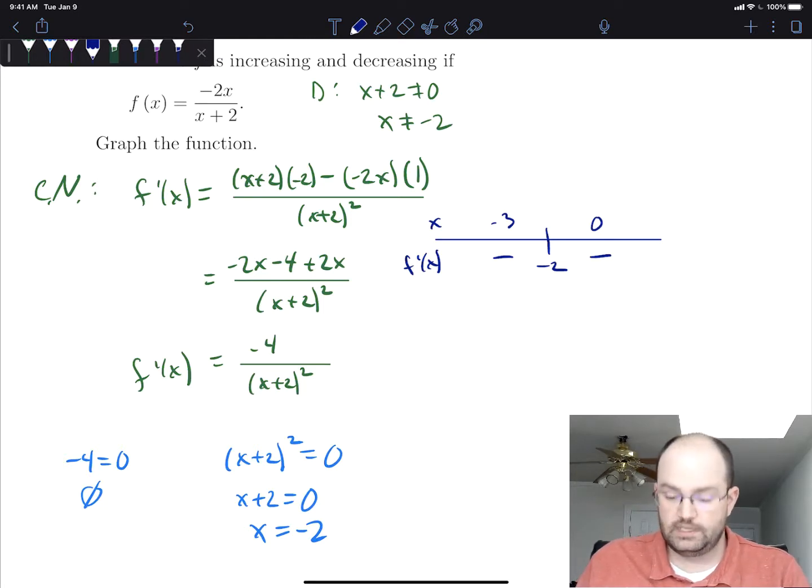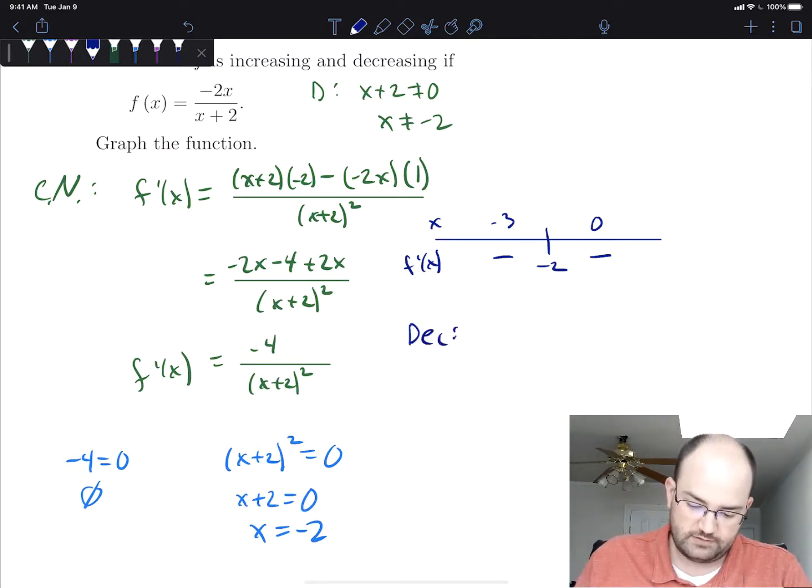Wonderful. And so what this means is that this function is decreasing on its entire domain. So this is decreasing from negative infinity to negative 2, union negative 2 to infinity.